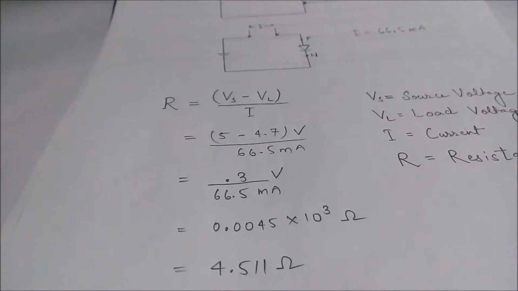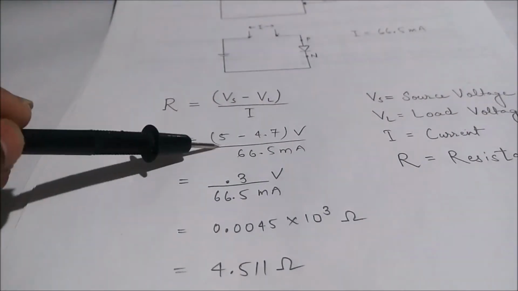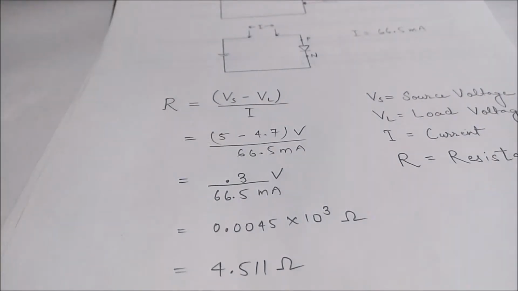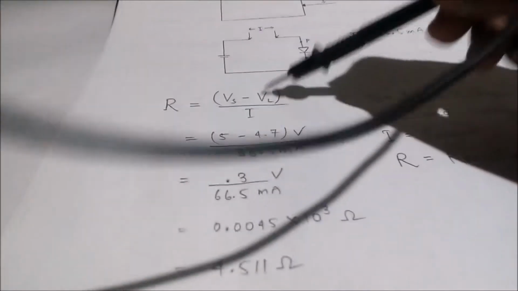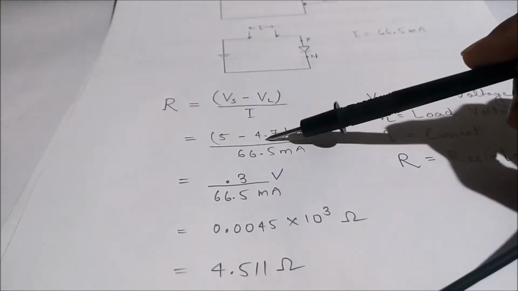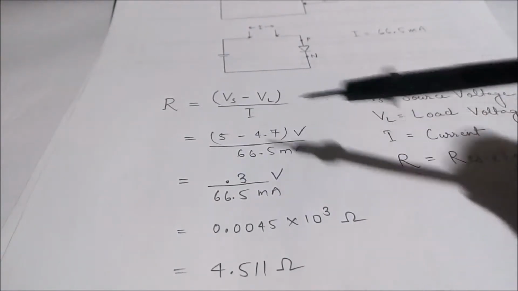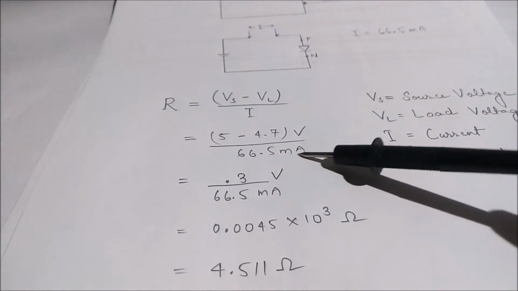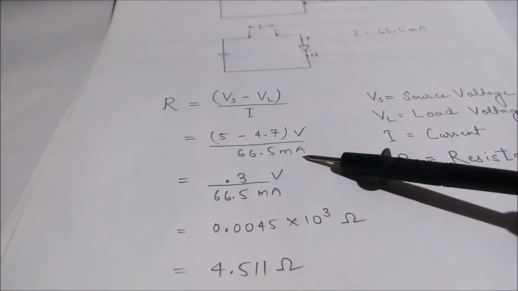milliampere. So from the above experiment, we have Vs as 5 volt, which is the source voltage, VL is the load voltage, which is 4.5 volt across the LED, and 6.65 milliampere of current.